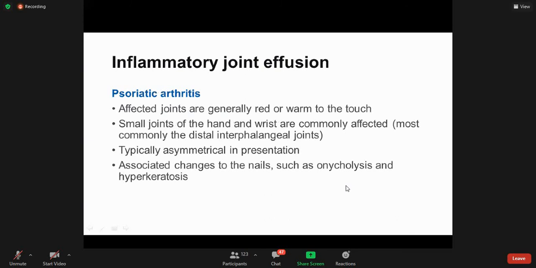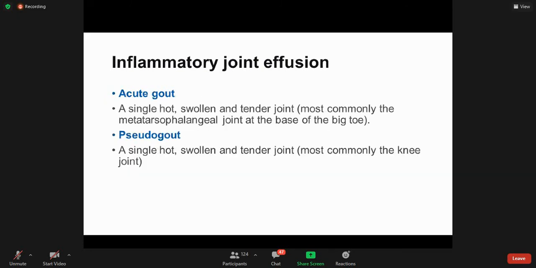So what is the presentation of psoriatic arthritis? The affected joints are generally red or warm to the touch. The small joints of the hand and wrist are commonly affected, most commonly the distal interphalangeal joints, typically asymmetrical in presentation, meaning one hand is affected and the other is not. Associated changes to the nails such as onycholysis and hyperkeratosis. In skin changes, we find more changes in the appendages, like hair and nails. Yeah. Acute gout.